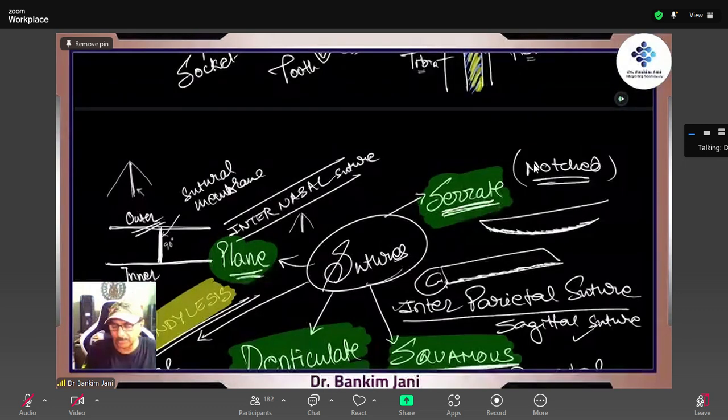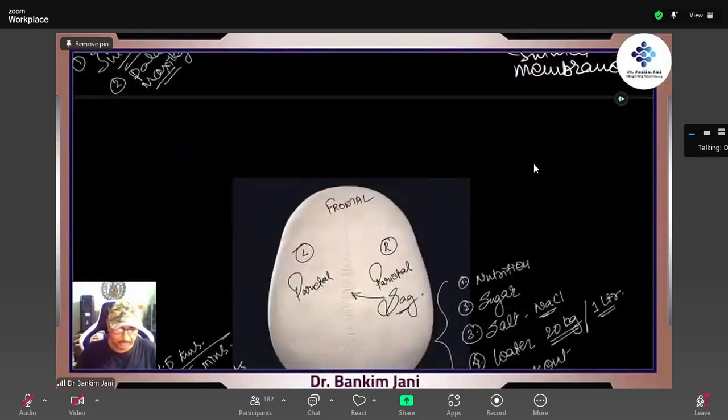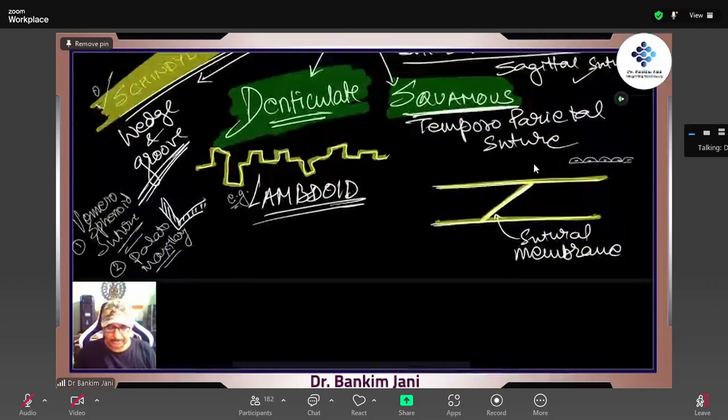The second type of suture, from the shape, is serrate. Serrate means notched, like a knife edge. It has a ragged margin. Interparietal sutures are like that. Interparietal means the sagittal suture. Just have a look. This is one parietal bone, this is the second parietal bone, and in between it is the interparietal suture. Because this is the axis, we also call it the sagittal suture.